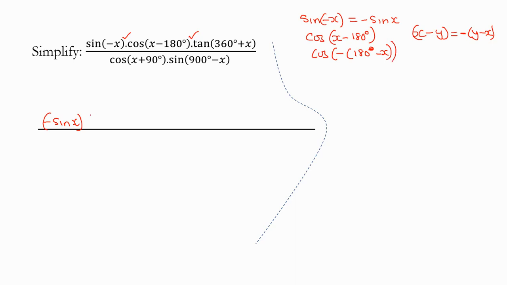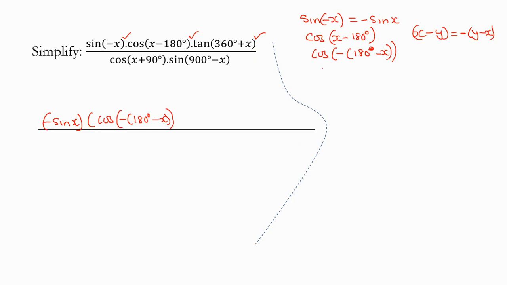So it's going to be cos negative 180 degrees minus x. See that? Done. We go to the third one.